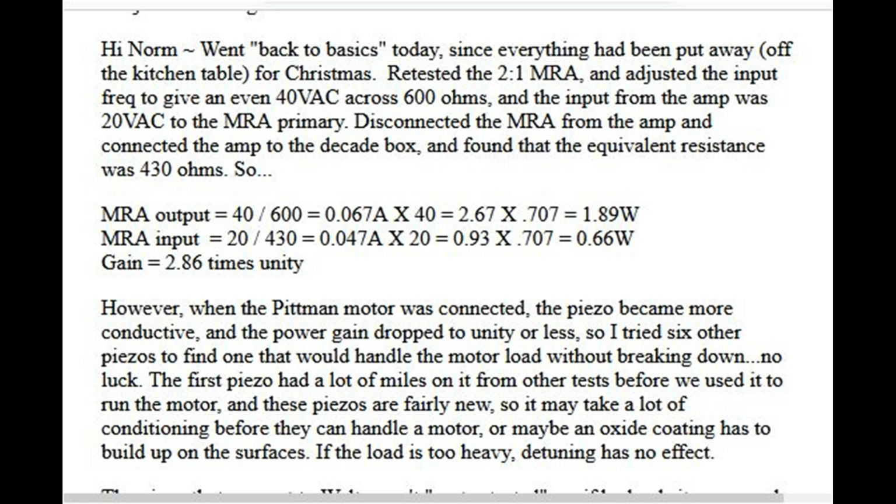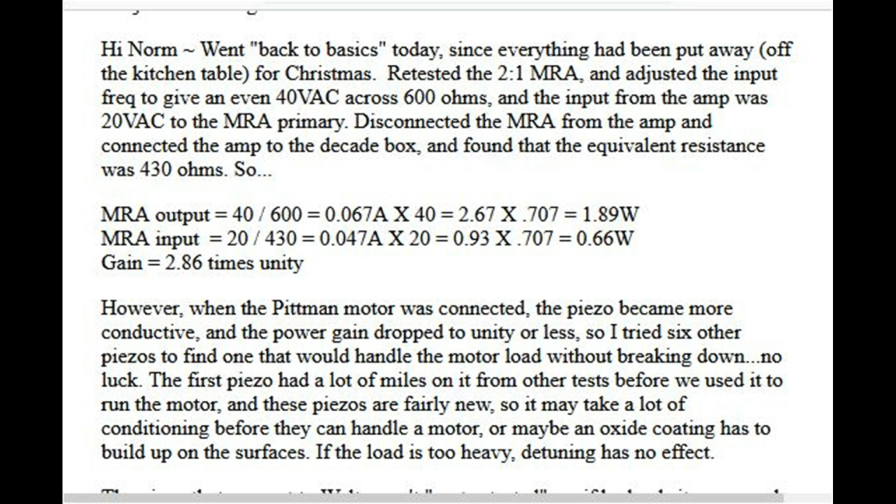was 430 ohms. So, MRA output equals 40 divided by 600 equals 0.067 amps times 40 equals 2.67 times 0.707 equals 1.89 watts. MRA input equals 20 divided by 430 equals 0.047 amps times 20 equals 0.93 times 0.707 equals 0.66 watts. Gain equals 2.86 times unity.